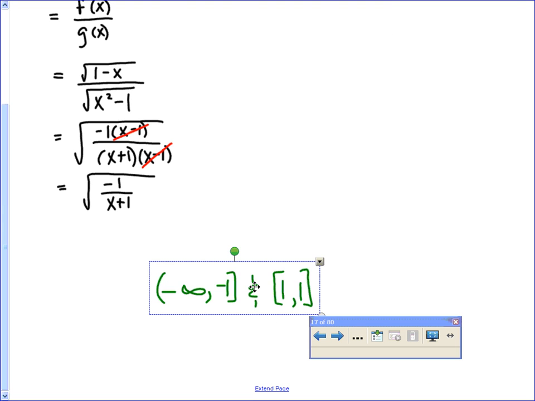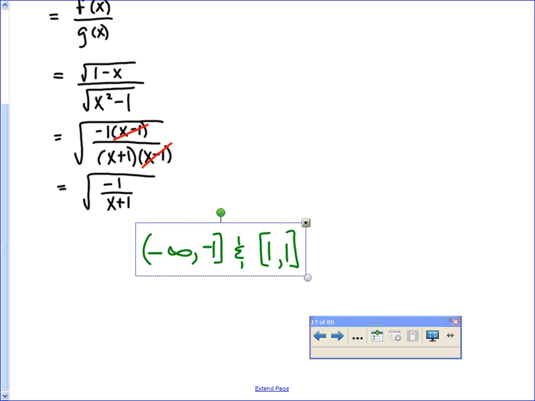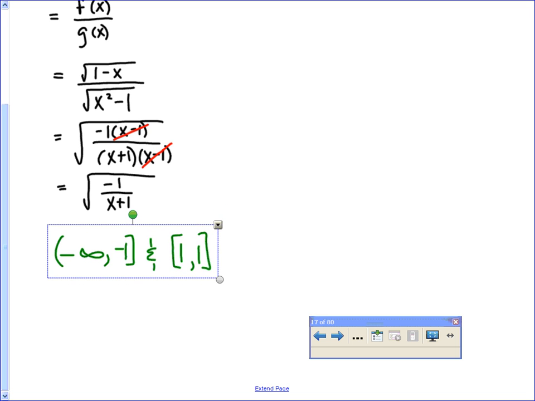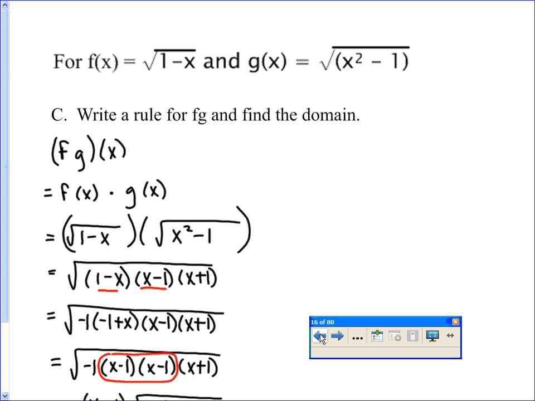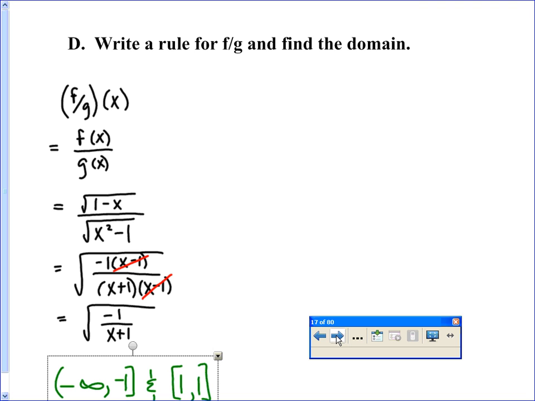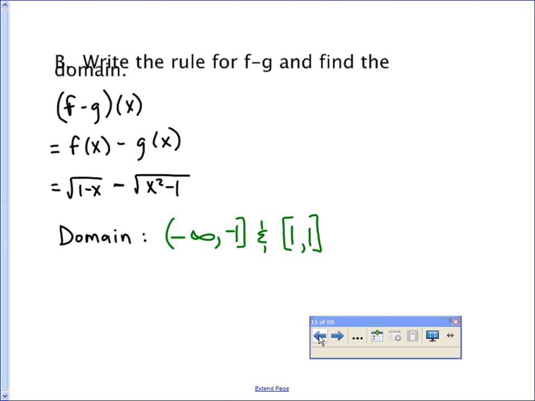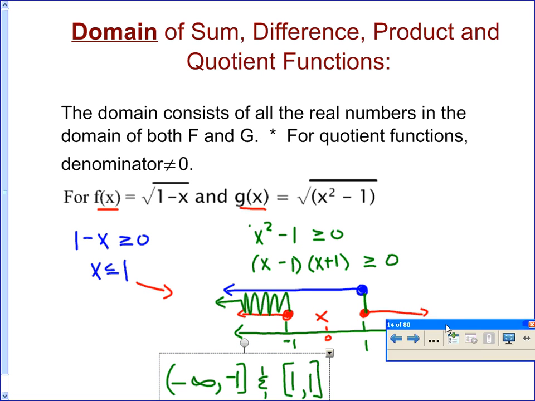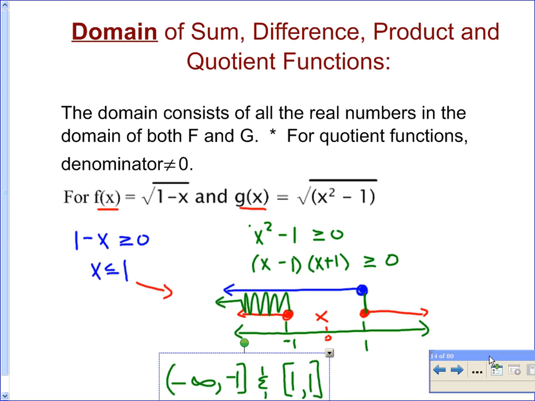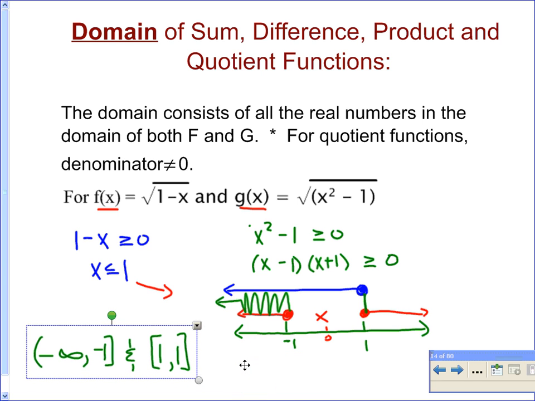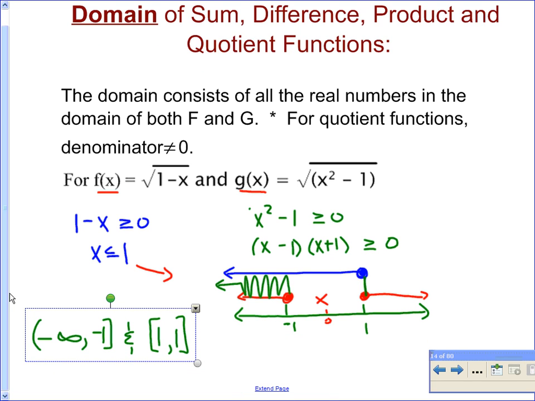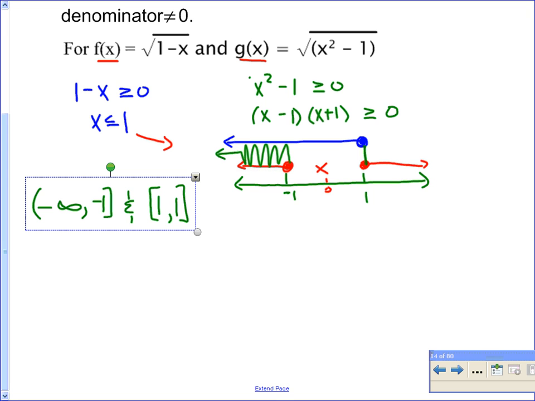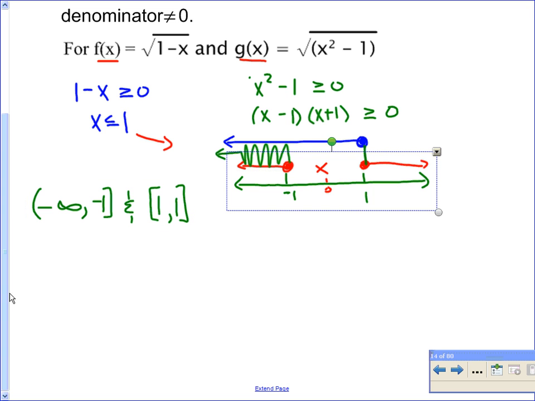The domain of this one is going to be slightly different than this, and let's figure out how it differs. So I'm going to go back to the previous slide and rewrite that. Let's make a note first that we have g of x in the denominator. So the thing that's going to change is our g of x. For our g of x, we said that x squared minus 1 is greater than or equal to 0, and then we simplified that. So this right here is going to change.